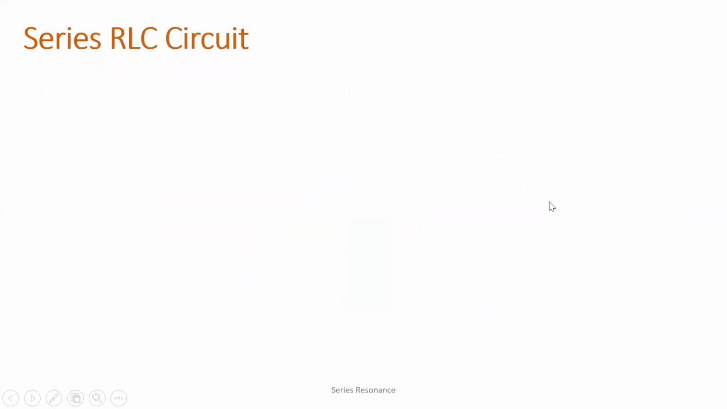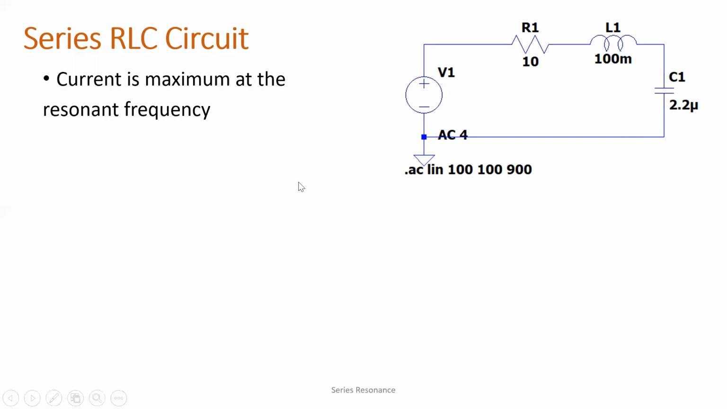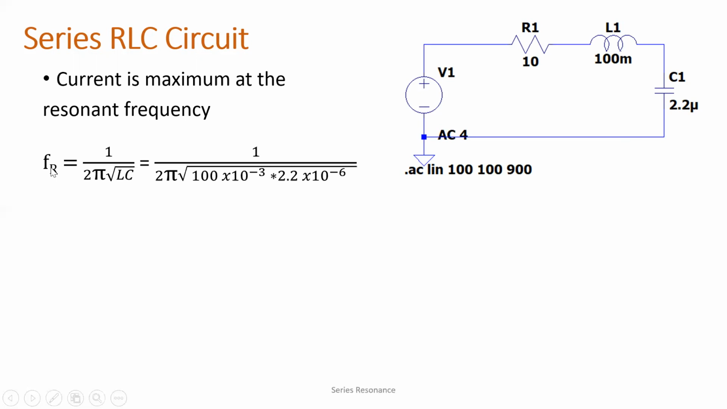Next, for the series RLC circuit, let us apply resonance in a series RLC circuit. Let's use the example from the first experiment since it is a series RLC. Again, current is maximum at the series resonant frequency. So let's solve for the resonant frequency. We have 1 over 2 pi square root of L times C.